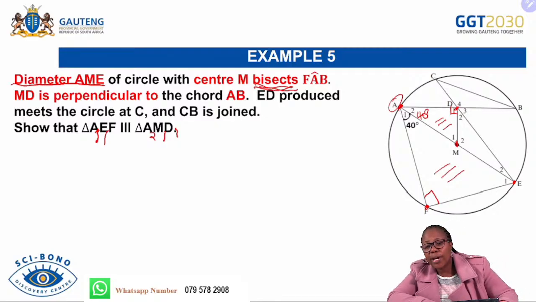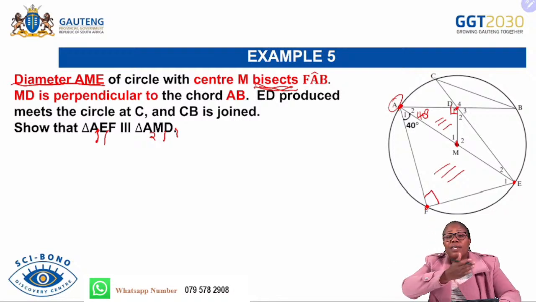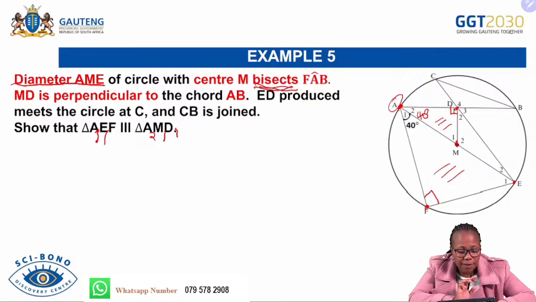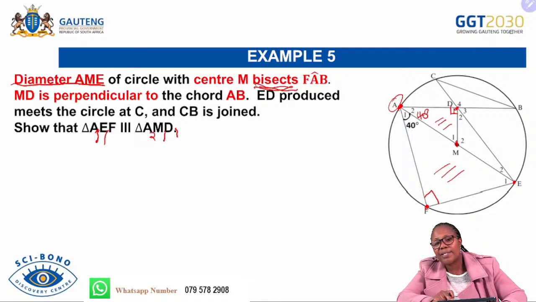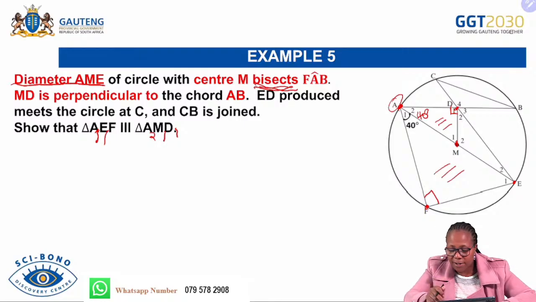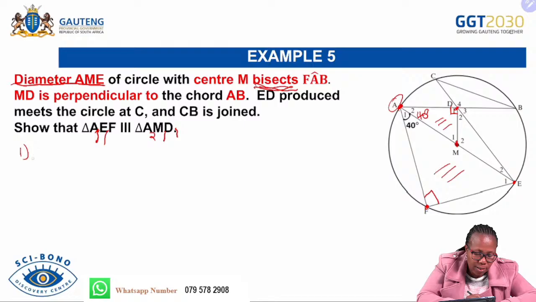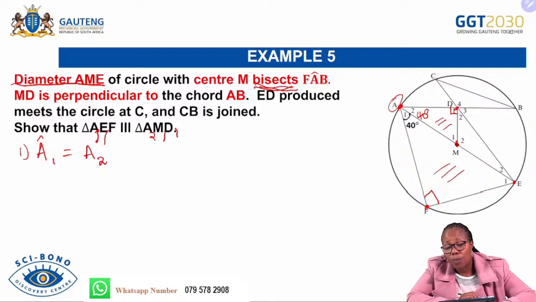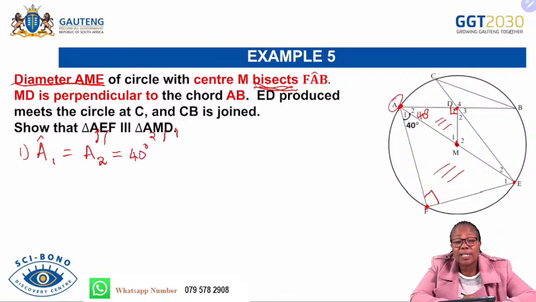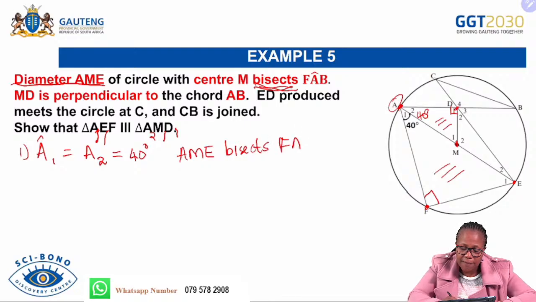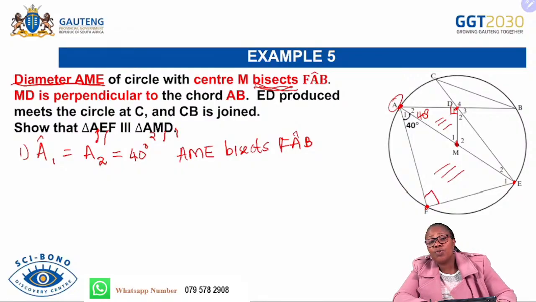The next step, you check why those angles are equal. Remember, they are already arranged according to equality there. Now we have angle A1 equal to angle A2. Remember they said it is bisected. That is why they are equal. Okay, we have a reason for that. Conclude: angle A1 is equal to angle A2, which is equal to 40 degrees. Why? Because AME bisects angle FAB. That is the reason that is making the two equal.